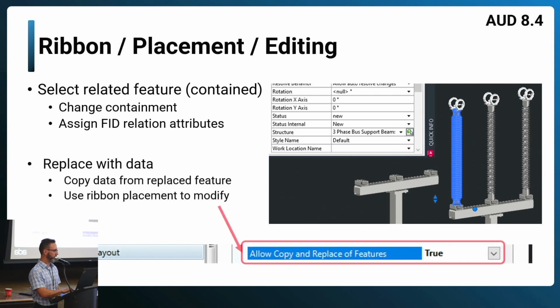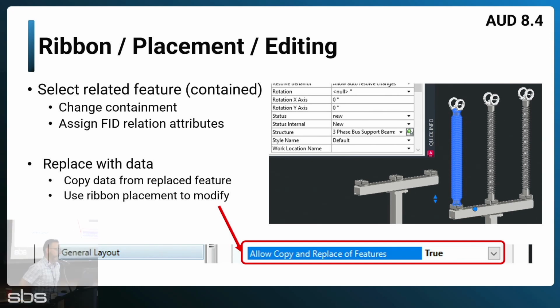Also, there's an option available you can turn on that will copy the data from replaced features. So if you've got a design and you've already got some stuff laid out in your design, you just want to change it out, this allows you to use all your ribbons set up to go place things and just swap out and keep all the data that's on the objects you're swapping out.